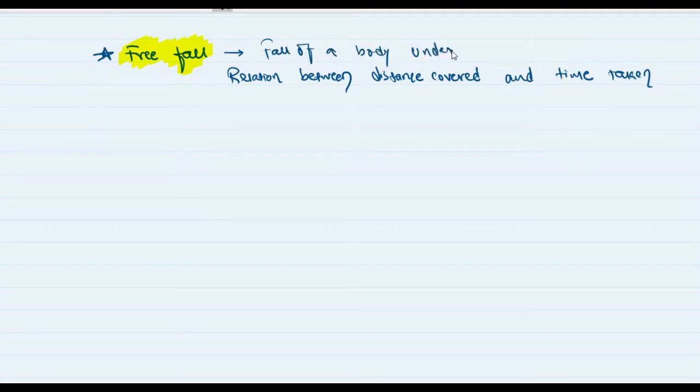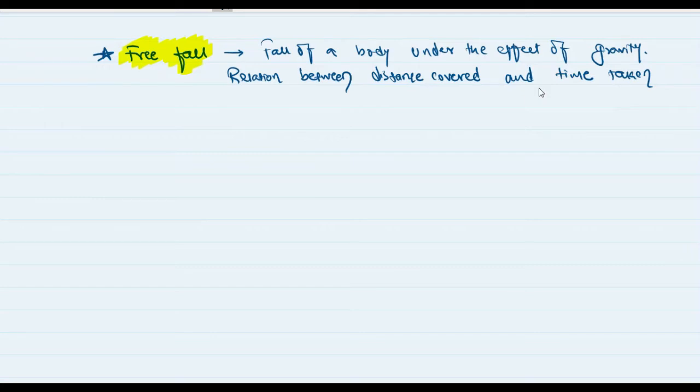under the effect of gravity. What is gravity? Gravity is the gravitational pull exerted on any body by earth. The fall of a body under effect of gravity is the free fall. And you know that whenever a body falls freely, it is acted upon by acceleration due to gravity. It undergoes acceleration due to gravity.